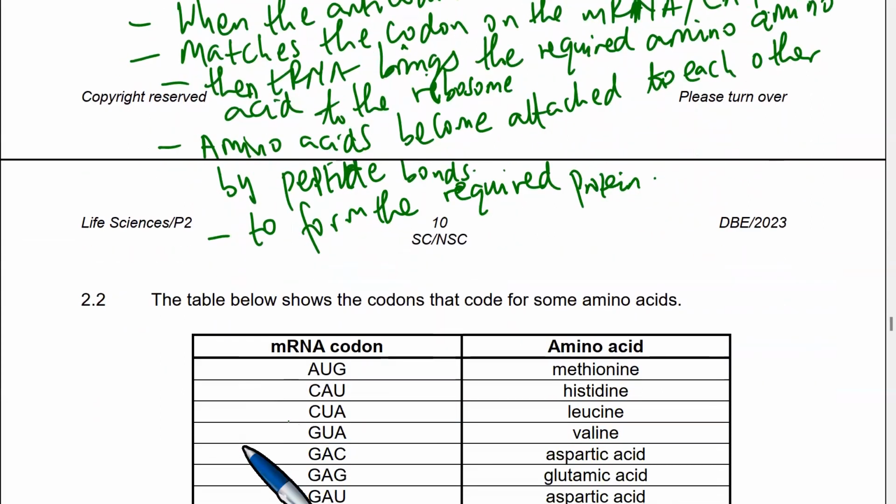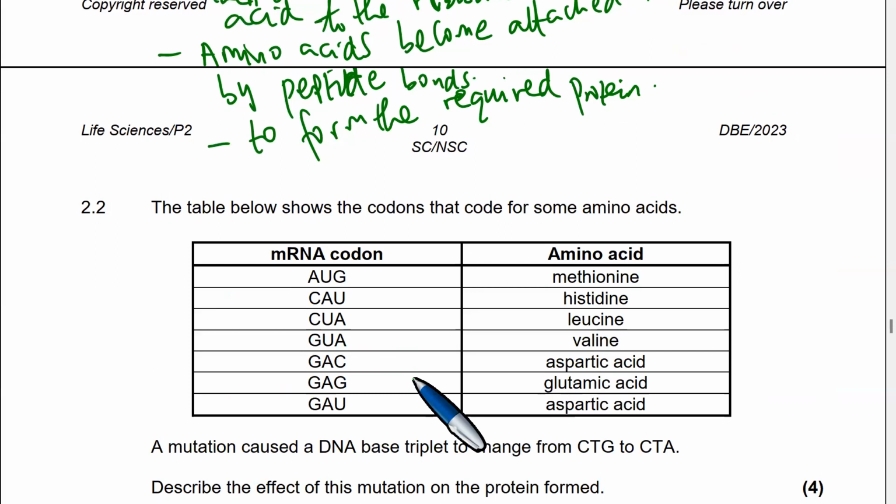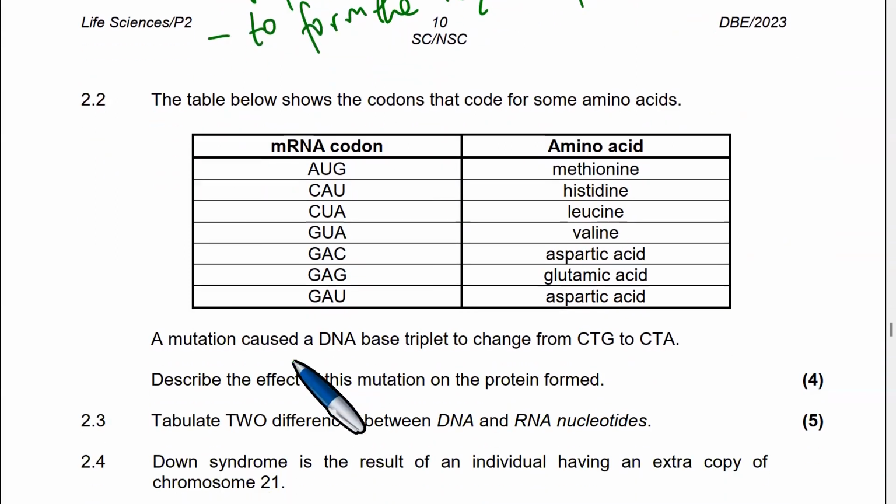2.2. The table below shows the codons that code for some amino acids. So you have the mRNA codon and the amino acid. AUG corresponds to methionine, CAU to histidine, CUA to leucine, GUA to valine, and so on. A mutation caused a DNA-based triplet to change from CTG to CTA. Describe the effect of this mutation on the protein formed.